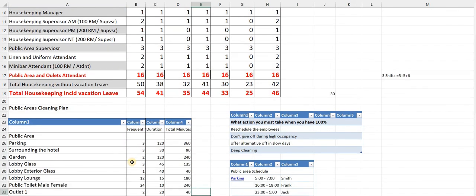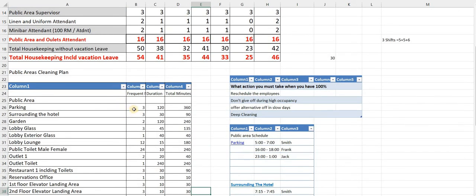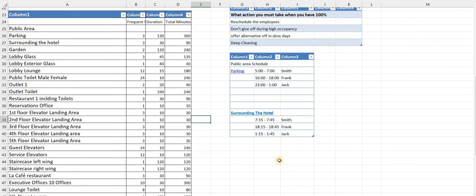So when I schedule the parking and surrounding the hotel, for example, look at this parking: 3 times, each time 120 minutes. 120 minutes means 2 hours. So Smith will clean between 5 and 7 in the morning. From 4 o'clock until 6 o'clock, Frank will clean the parking, and from 11 o'clock p.m. until 1 o'clock a.m., Jack will handle the parking.